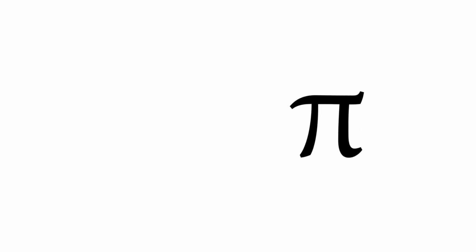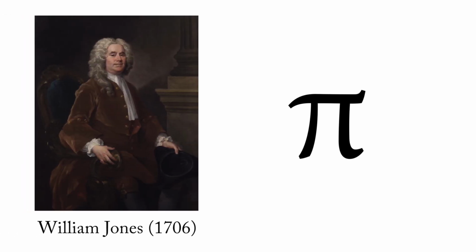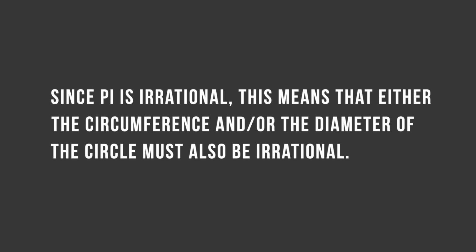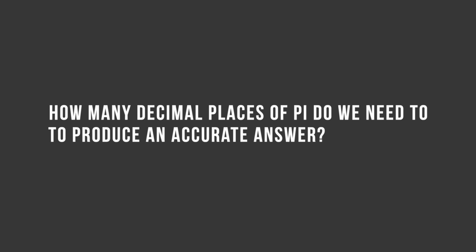The symbol for pi was first introduced by the Welsh mathematician William Jones in 1706, although the symbol itself had been used in other contexts. For example, the ancient Greeks used this symbol to mean the number 80. With pi being an irrational number, this means that either the circumference of a circle or its diameter will also be irrational. So for calculations involving circles, we are going to end up with issues of accuracy as rounding errors will be introduced. But how accurate do we need to be when using pi?